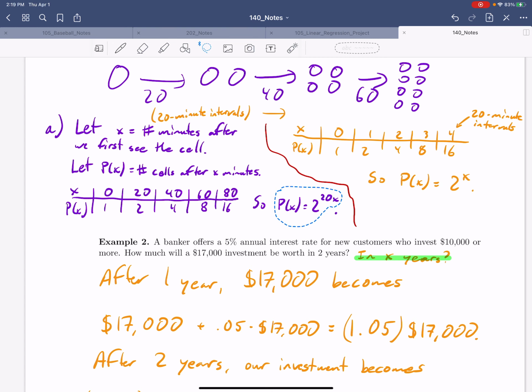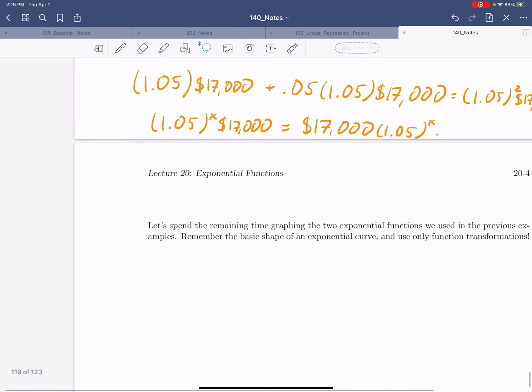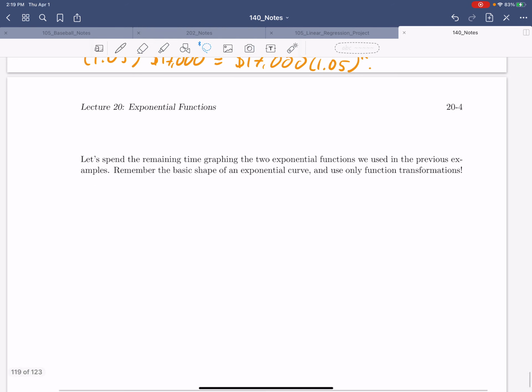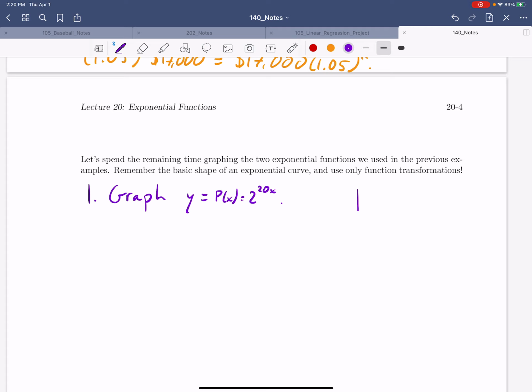Remember, this was the curve that modeled the population of a cell that splits every 20 minutes. Each cell splits every 20 minutes, so the population doubles every 20 minutes. So we're going to graph y equals, and now let's paste that guy in right there. And I say that, remember the basic shape of an exponential curve and use only function transformations.